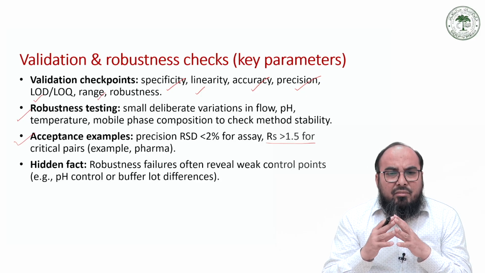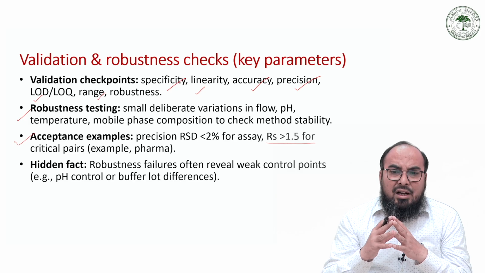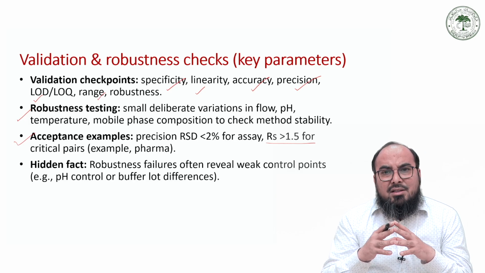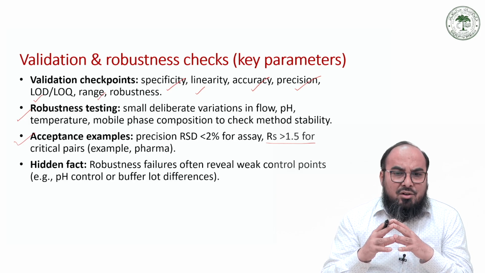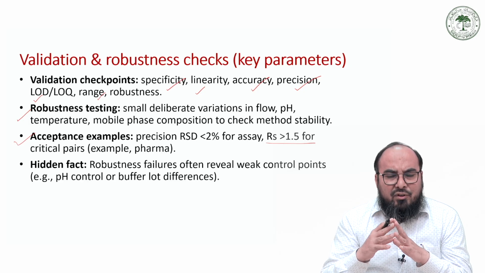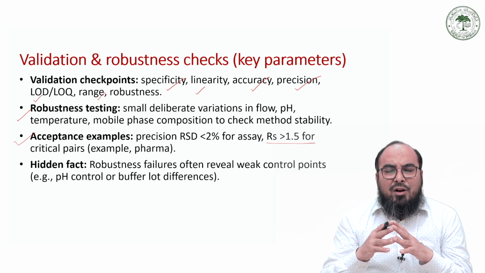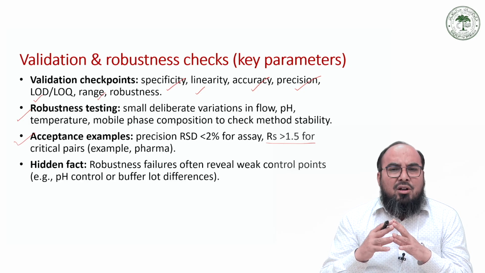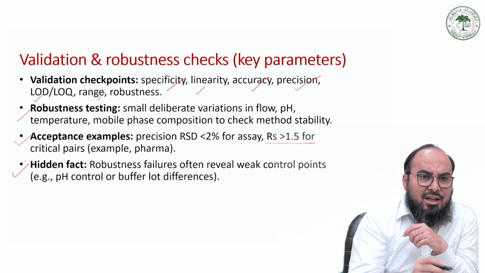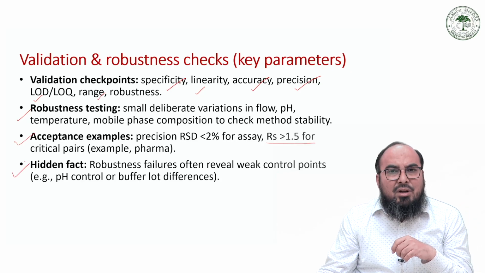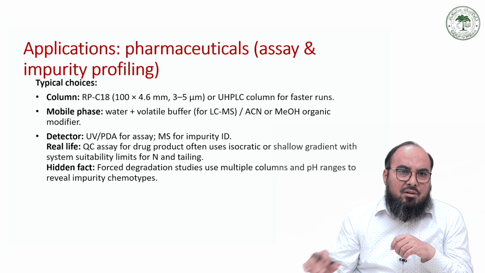So robustness failure often reveals that there are certain issues which are still unresolved. So you have to check for buffers, you have to check for your solvents, you have to check for the gradient elution or the isocratic elution. So you have to check each and every point so that you can have the best separation.